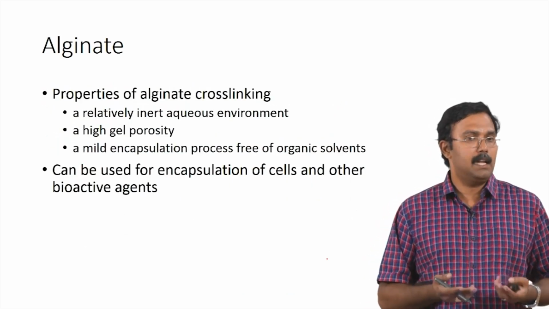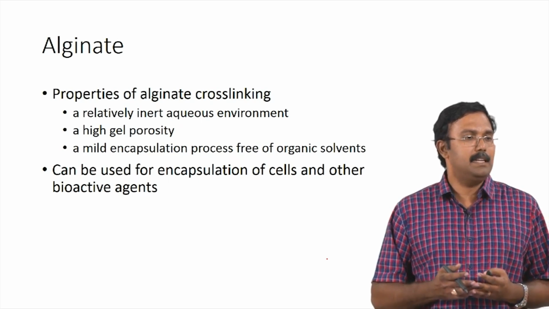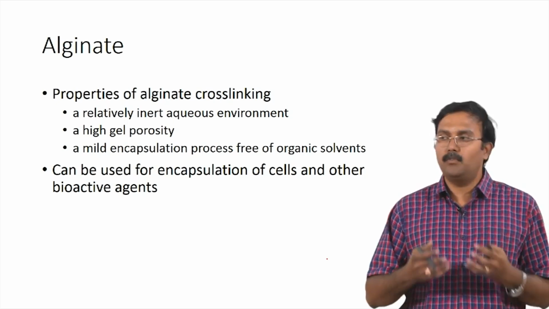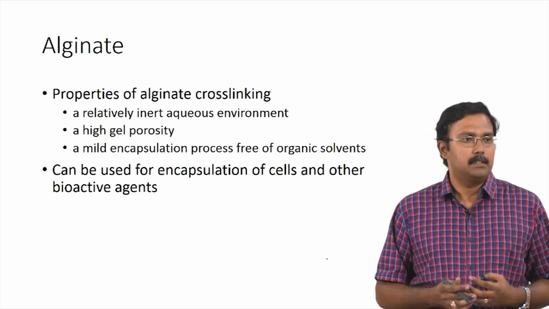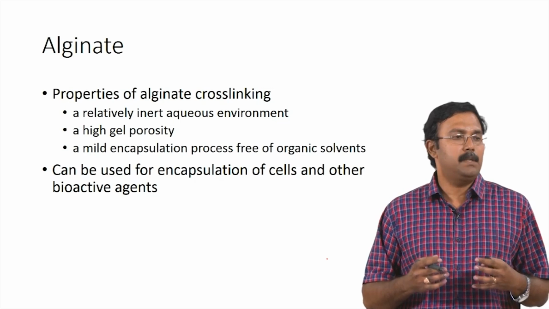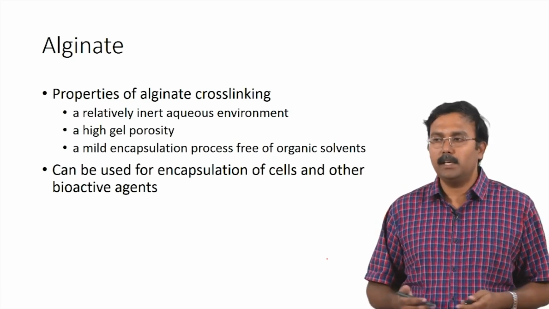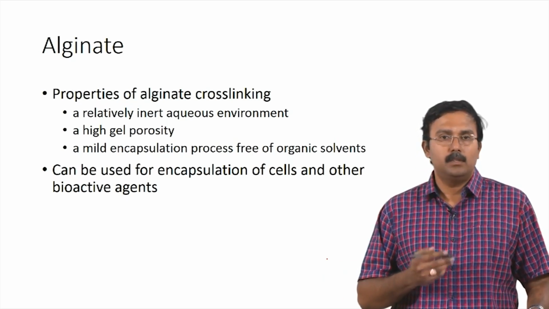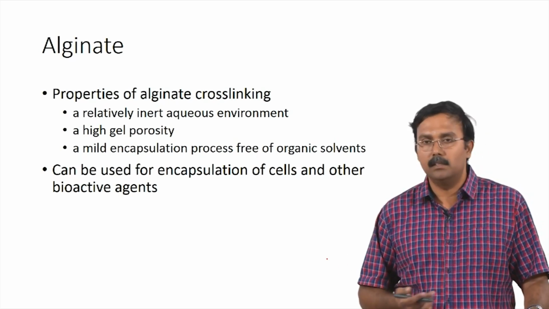The advantage of alginate cross linking is that it happens in a relatively inert aqueous environment. You do not need harsh conditions to create this kind of cross linking, which makes it conducive for biological materials like cells and enzymes. It also has very high gel porosity. So, it is a very porous gel, which means there can be very good mass transport. Material can come in and leave, so cells which are entrapped get enough nutrients to survive when encapsulated by calcium alginate beads. As I said, a mild encapsulation process which is also free of organic solvents makes it conducive for biological applications.